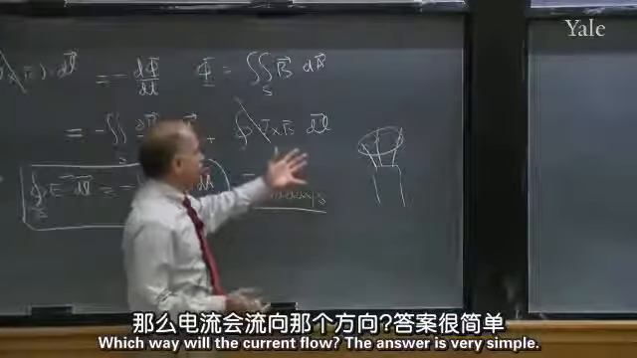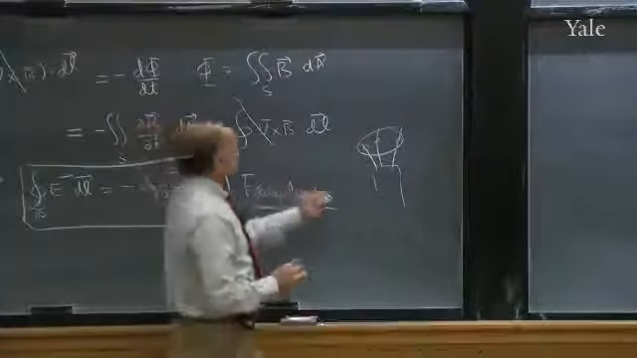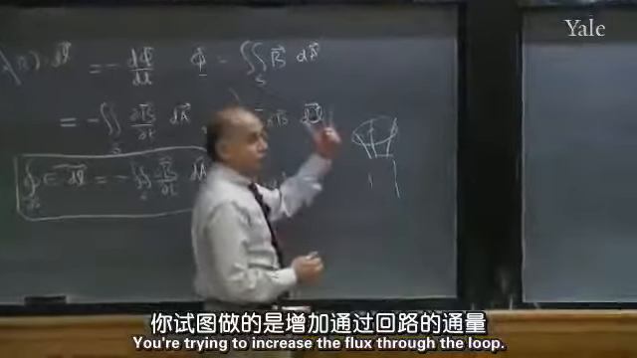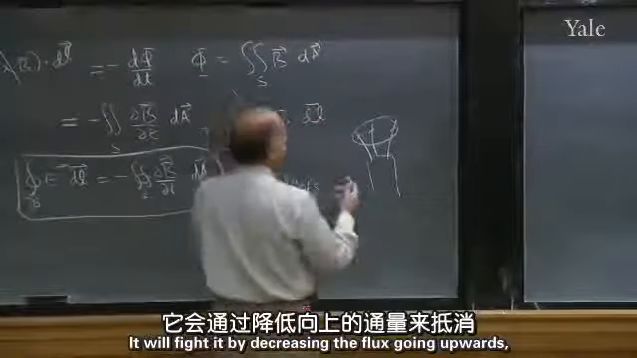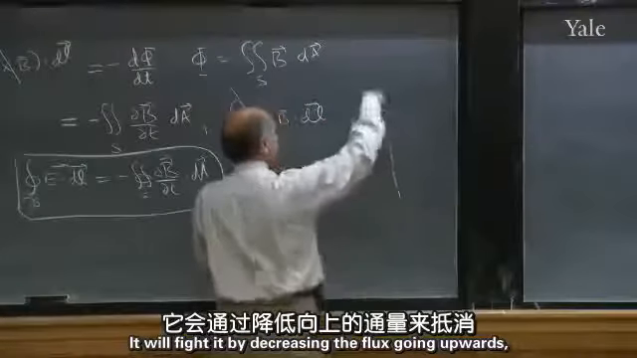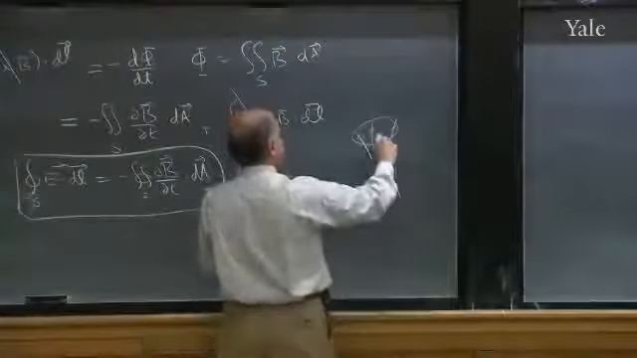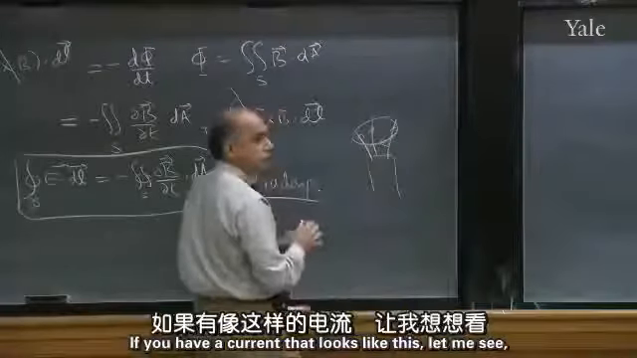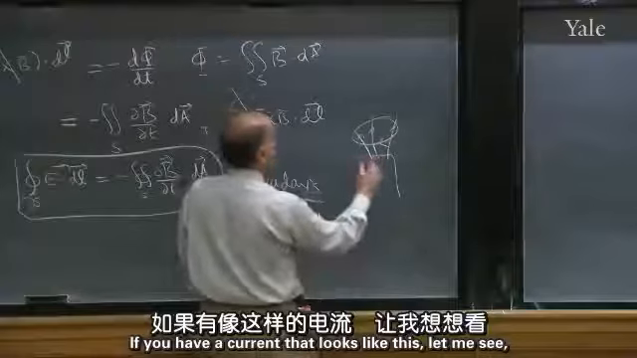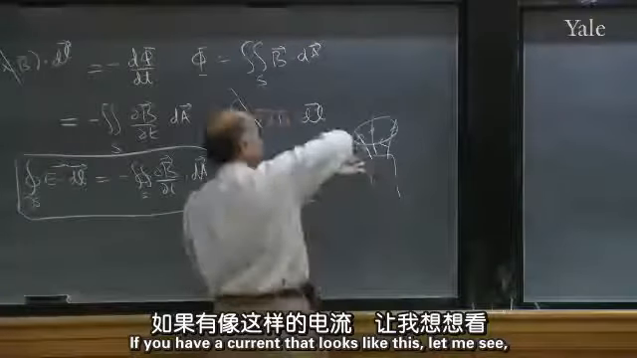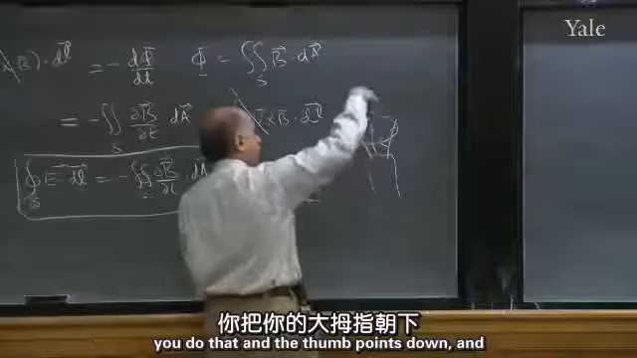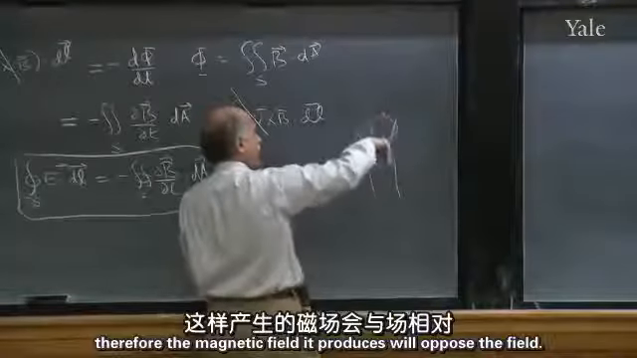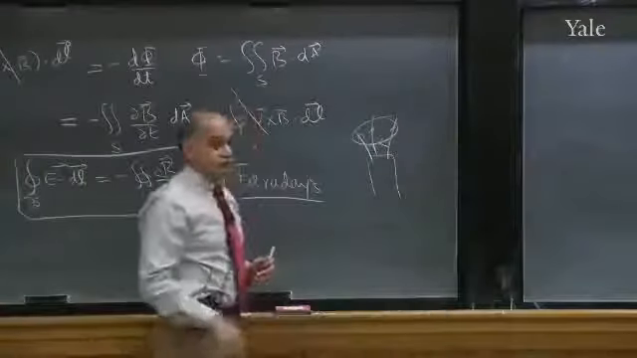Which way will the current flow? The answer is very simple. You're trying to increase the flux through the loop. It will fight it by decreasing the flux going upwards, so it'll try to produce a flux going downwards. Therefore, it'll have a current that looks like this. If you have a current that looks like this, let me see, you do that, and the thumb points down, and therefore, the magnetic field it produces will oppose the field.